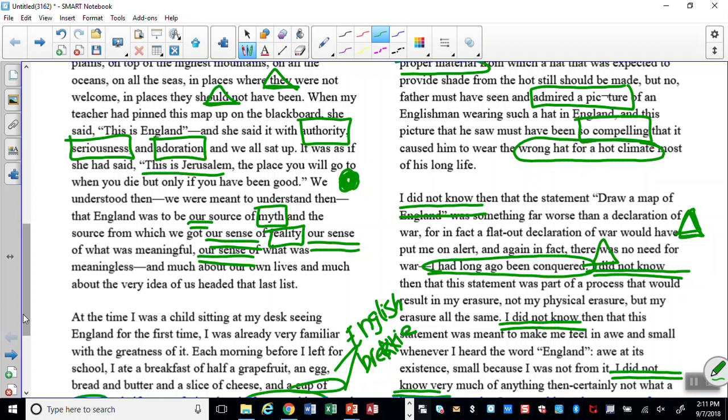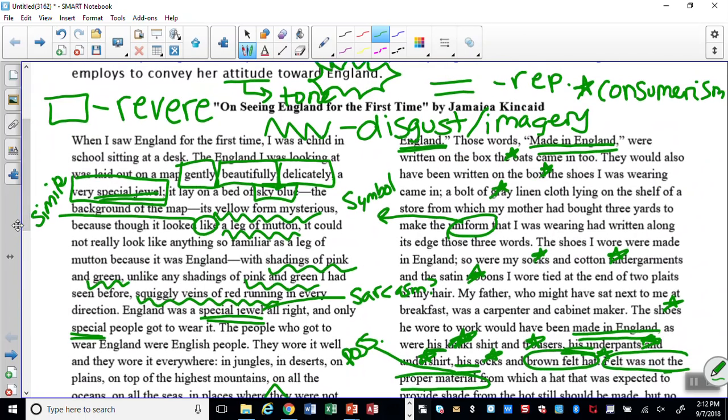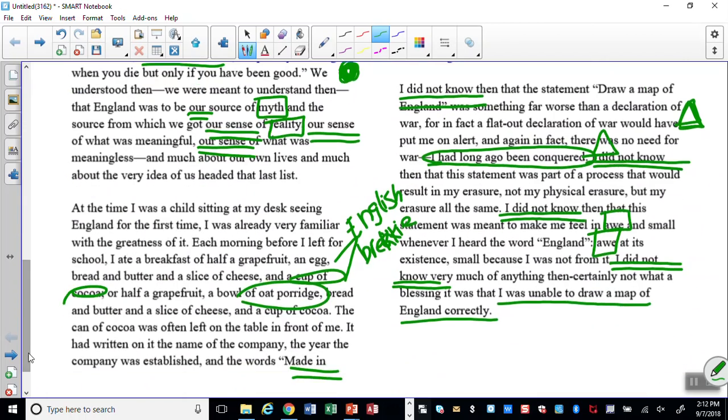All right. Here's another one that would be the very last sentence: I did not know very much of anything then, certainly not what a blessing it was that I was unable to draw a map of England correctly. And she takes us back to her very first sentence all the way up here, when she was looking at the map of England and how it is a blessing. And it's funny that she uses the word blessing to show that she resents England.